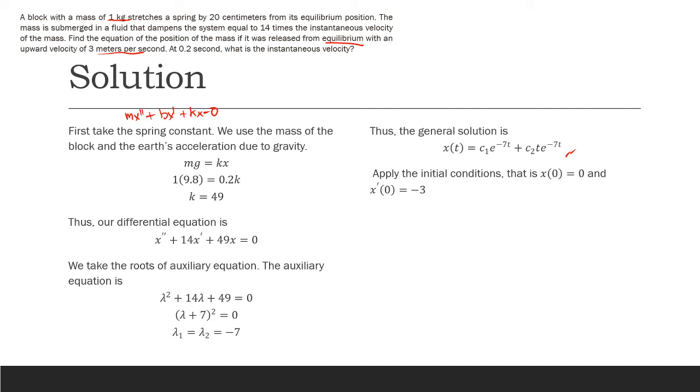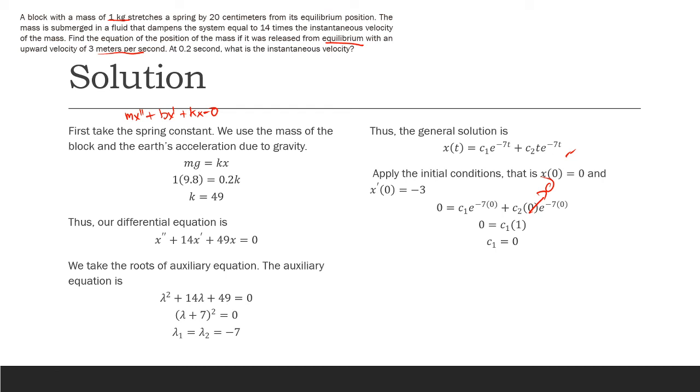Substitute the first initial condition first. At t is equal to 0, x is equal to 0. So, 0 is equal to c1 e raised to negative 7 times 0 plus c2 times 0 times e raised to negative 7 times 0. The second term is 0, so we arrive at c1 times 1 is equal to 0. So, c1 is equal to 0.